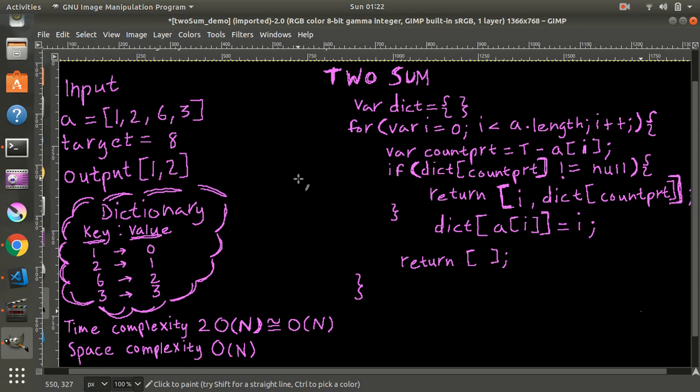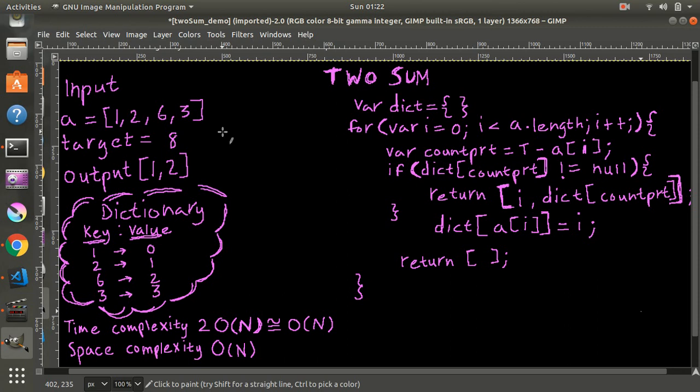So my approach is that I want to do a computation, which is target number, which is 8, minus the current element that I would be at. So if I'm starting out, I would do the computation 8 minus 1, and I call that computation counterpart here. So 8 minus 1, 7.